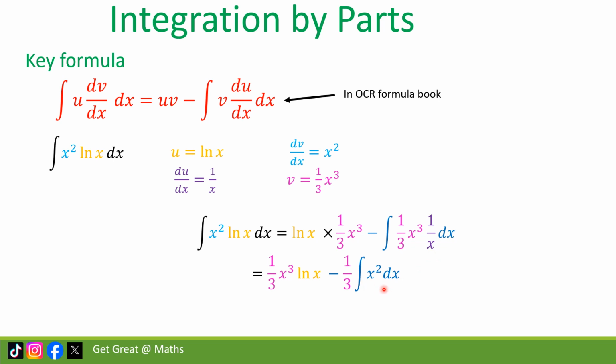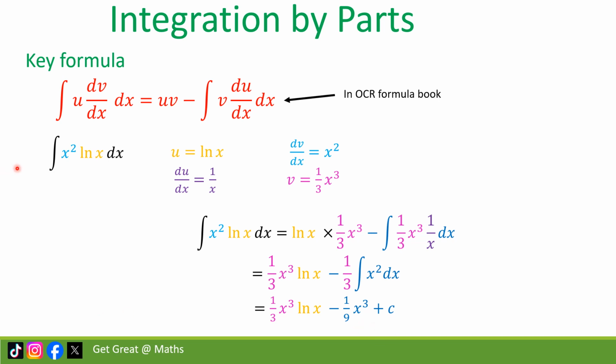Now, this term here is easy to integrate. It's the normal rules for integration, so I add 1 to the power and divide by the new power. So I'm going to get 1/3 x cubed ln x, and integrating this term here, add 1 to the power gives me x to the power 3, divide by 3, and 3 times 3 is 9, so it's minus 1/9 x cubed plus c.